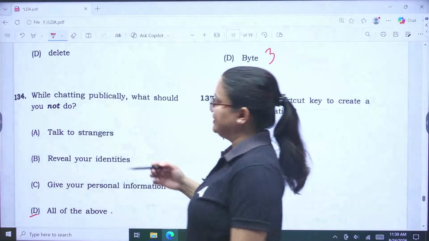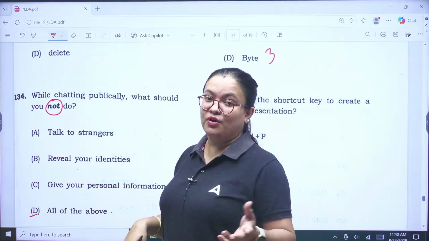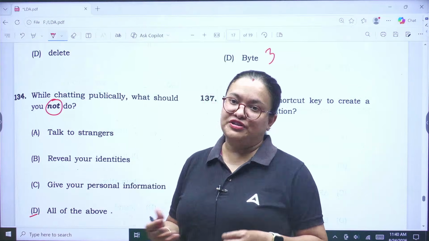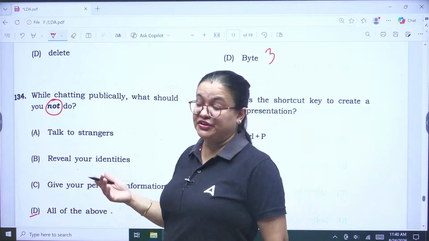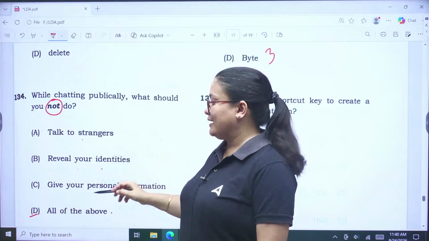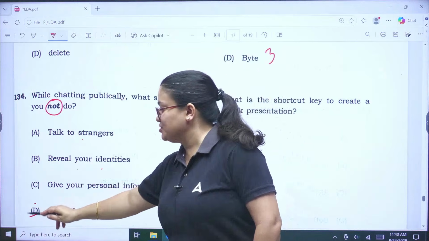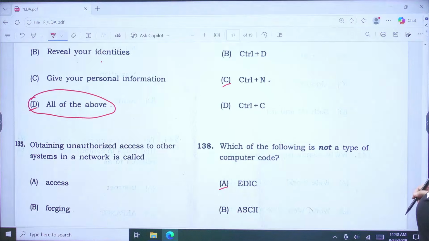I think you have an idea. So the things you should not do: you should not talk to strangers, right? Because nowadays we have seen frequent cases of hacking or phishing. So this we should not do. We should not reveal our complete identity, and also we should not give our personal information. So the answer is all of the above. These are some of the common questions everyone should know.